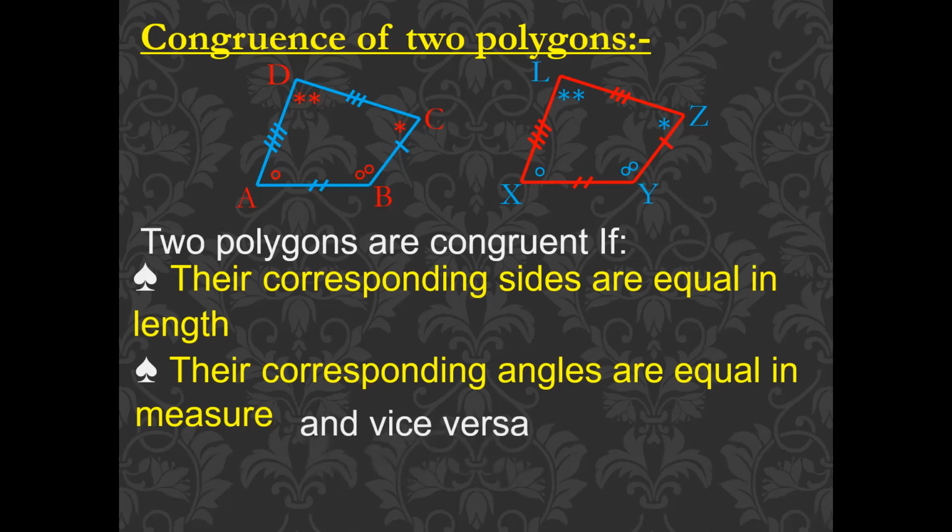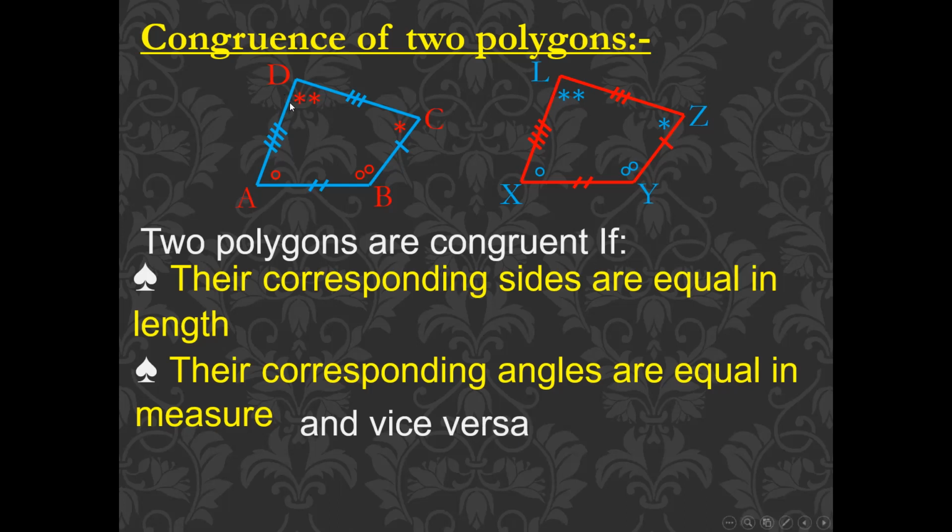And also, if the two polygons are congruent, then angle D equals angle L, angle C equals angle Z, angle B equals angle Y, and angle A equals angle X. So we can find any missing angle by using congruence. If angle D has a measure of 60 degrees, then angle L will also be 60 degrees, because the two polygons are congruent and angle D is the corresponding angle of L.